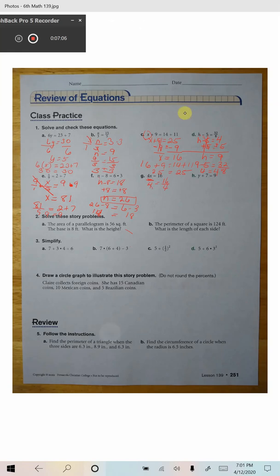These two cancel each other out. You're left with x. 16 divided by 4 is 4. 4 times 4 equals 16. 16 equals 16. It's all about the process.